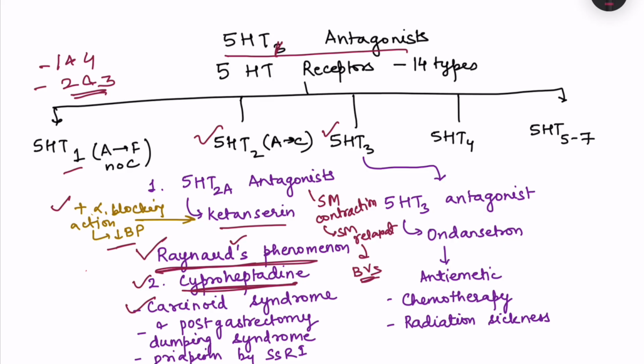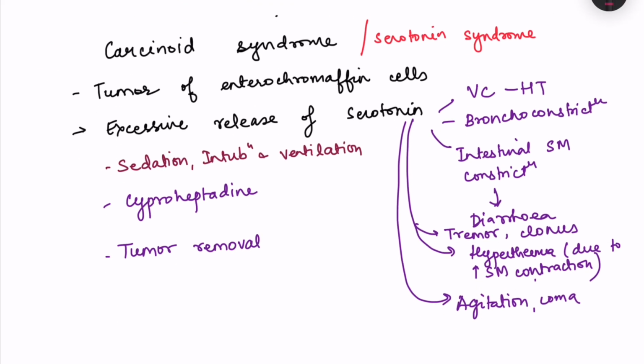Carcinoid syndrome, I told you before, is a tumor of the enterochromaffin cells. So much serotonin is being released, and this serotonin will cause hypertension because of vasoconstriction, then bronchoconstriction, intestinal smooth muscle constriction, and this is going to lead to diarrhea, tremor and clonus. Hyperthermia occurs because of increase in smooth muscle contraction as well, and the person will go into coma very fast. So fast action has to be taken.